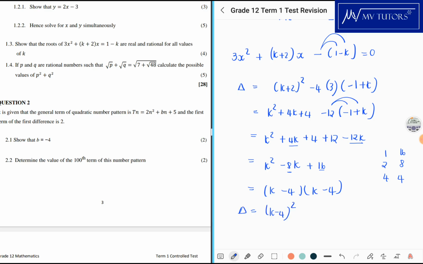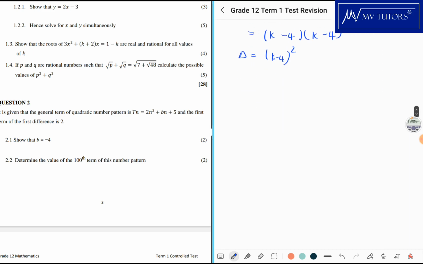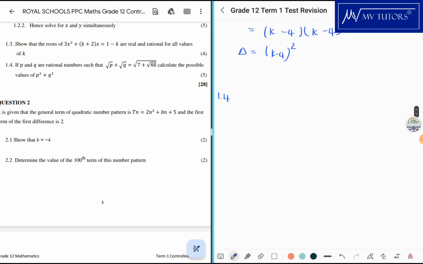And like we had said, if we want rational roots, the discriminant is the square of the rational number. So the rational number here is k minus 4, and the discriminant is the square of the rational number. So you can leave your answer here. Okay, and then we can go over to 1.4.